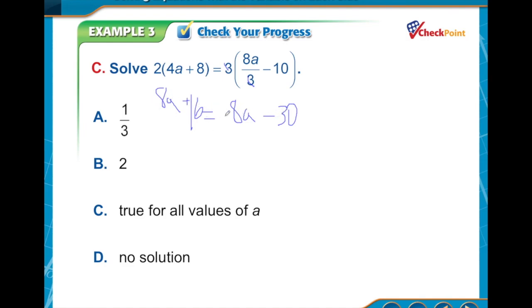If I subtract 8a from both sides, these will cancel each other out. So we'd be left with 16 equals negative 30. So now our variable's gone. We have numbers on both sides. It's either going to be all real numbers or no solution. This is a lie. This is not true. Since this is a lie, we know our answer is no solution. There's no number that would work for this one. So 3C, we should have D, no solution.